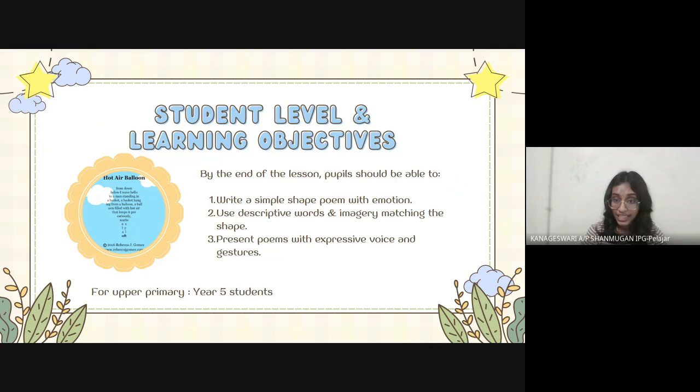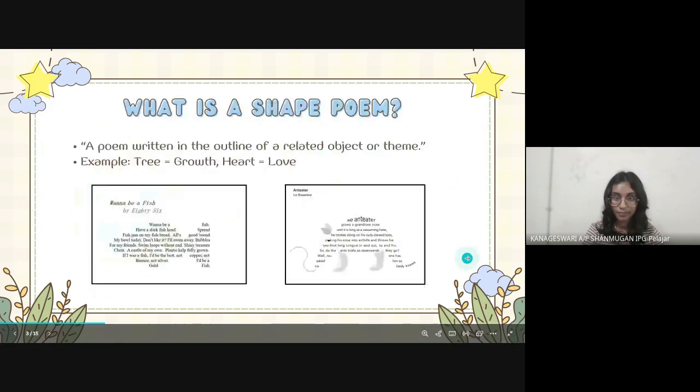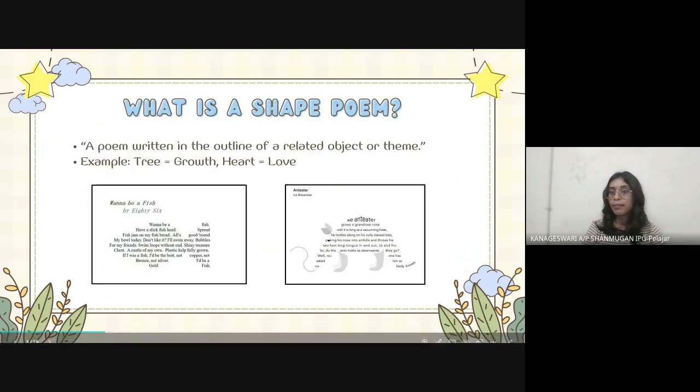Now, let's talk about the students we'll be working with today. The activity is specially designed for Year 5 students, and here are the learning objectives for this lesson. First, by the end of the lesson, pupils should be able to write a simple shape poem with emotion, using descriptive words and imagery matching the shape. Third, present poems with expressive voice and gestures. These objectives help our students engage both their writing and speaking skills, allowing them to express themselves creatively, which is also practicing their English.